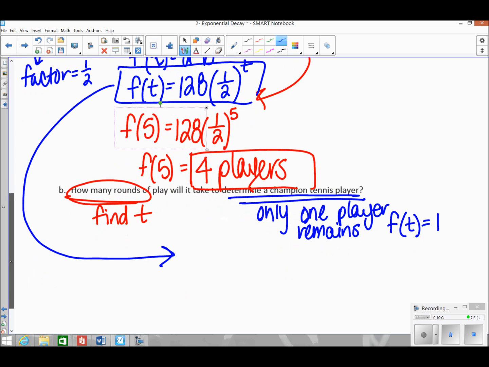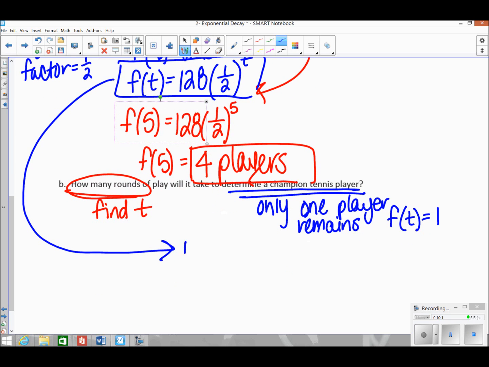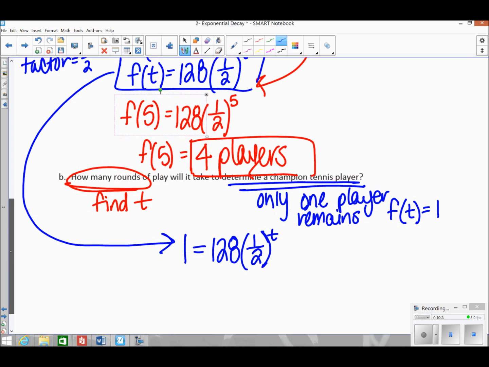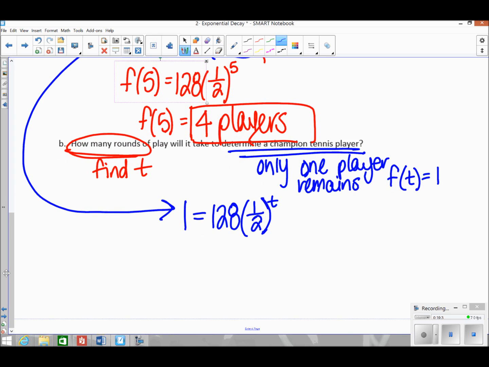So what it looks like is, instead of f of t, it's going to be 1 equals 128 times 1/2 raised to the t. So we're trying to solve this. We need to find how many rounds until this whole thing equals 1. So you could do this by guess and check, so just plug in some different numbers. Obviously you would want to pick numbers bigger than 5 because you know after 5 rounds there's only 4 players. That's one way.